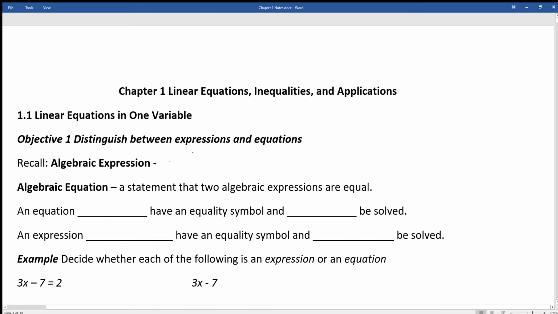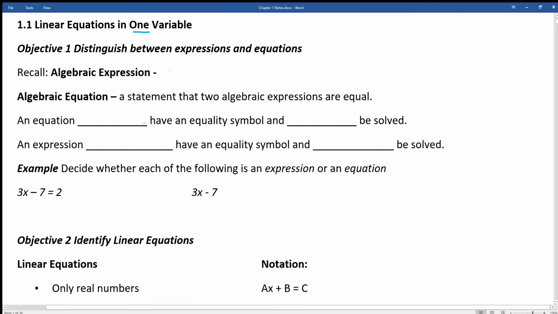Okay, this is the first video of chapter 1, and we're going to start with 1.1, linear equations in one variable. You'll notice this course builds a lot. In Chapter 3, we're going to do linear equations in two variables, and all the topics will end up building on each other.